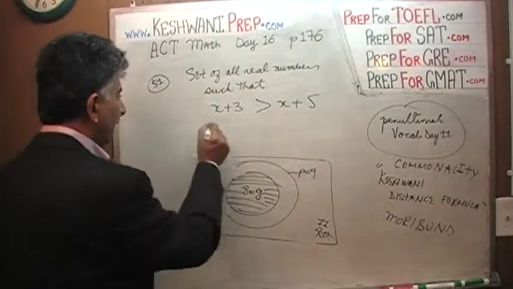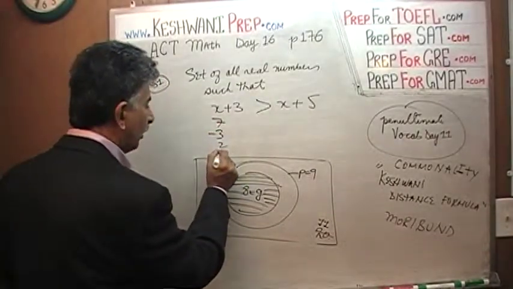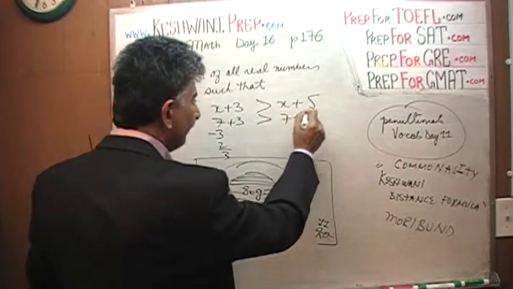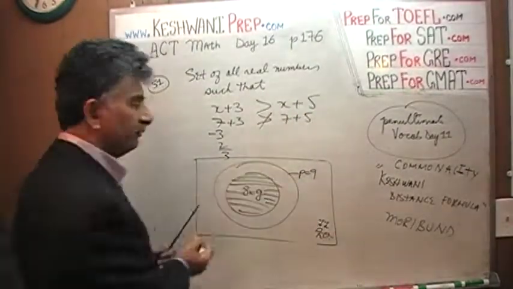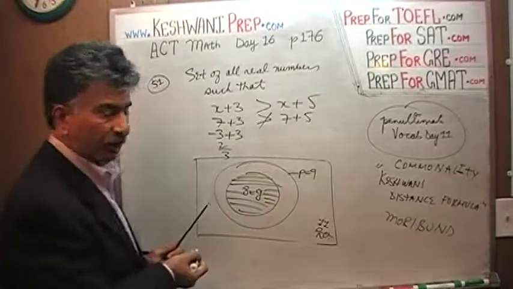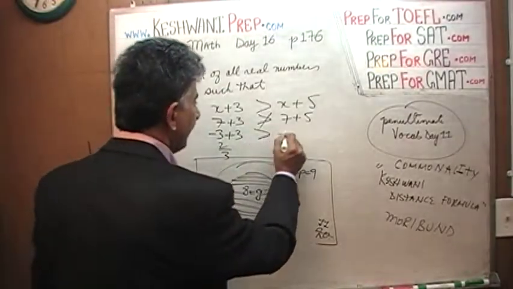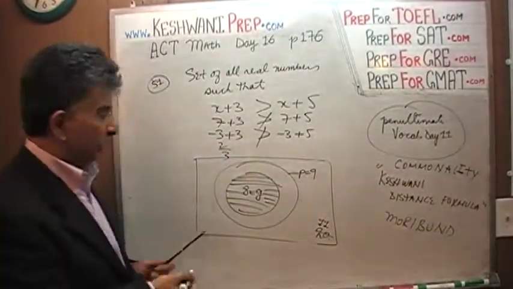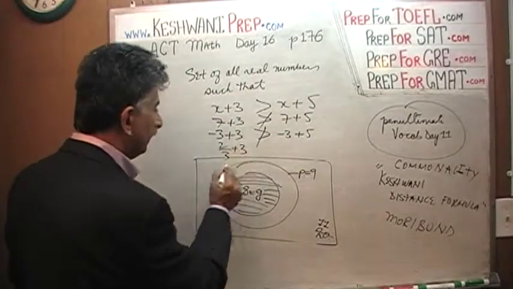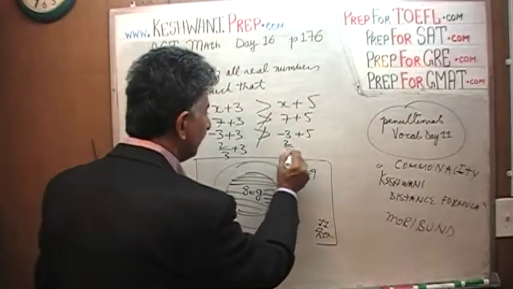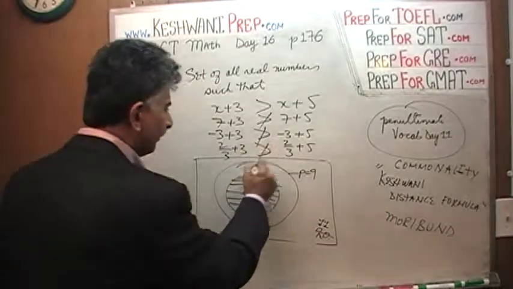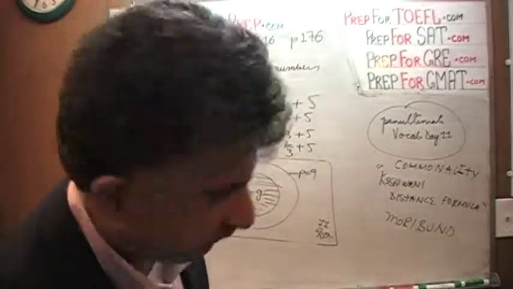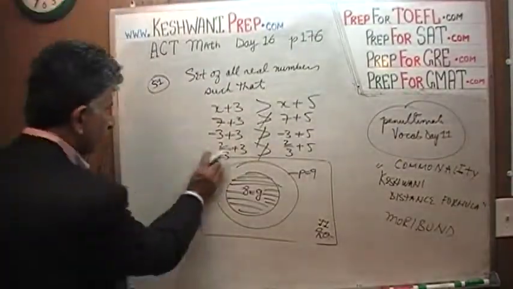Say for example, a 7 or a -3 or a half or a 2/3. 7 plus 3, do you suppose it's more than 7 plus 5? Of course it's not. 7 plus 3 is 10, it's not more than 12. -3 plus 3 is 0. Do you suppose 0 is greater than -3 plus 5? Of course not. -3 plus 5 is 2. 0 is not more than 2. How about 2/3? 2/3 plus 3, do you suppose that is going to be more than 2/3 plus 5? Of course not. It's not possible. What we have here is a situation where we have no solution. This inequality has no solution.